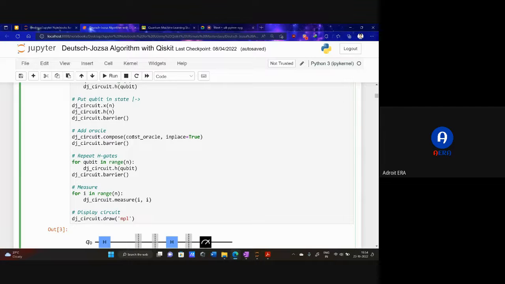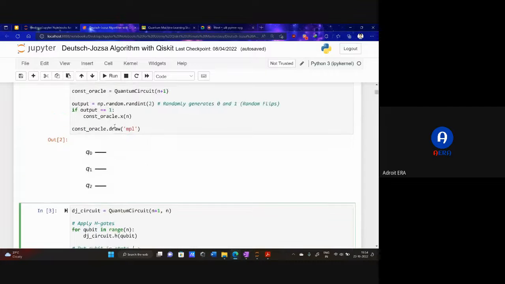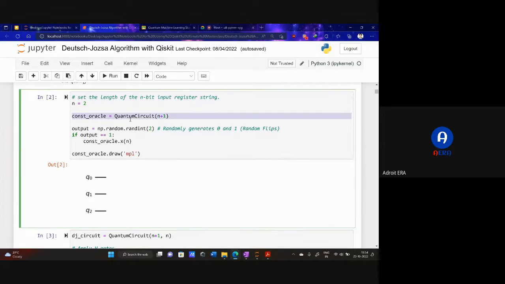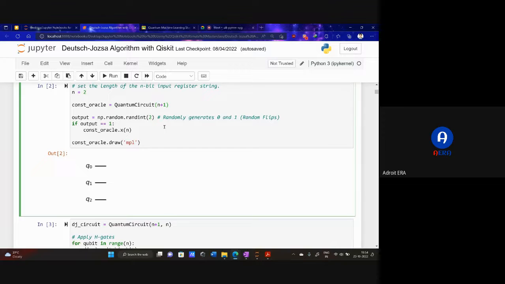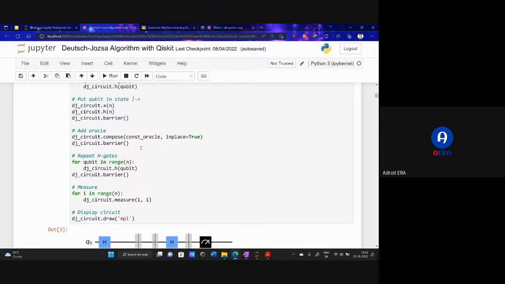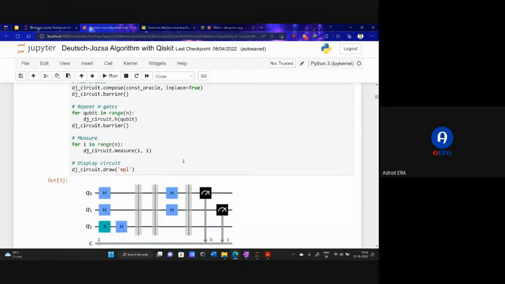And this is the constant oracle. The constant oracle we have already defined here. Where is the constant oracle? Here is the constant oracle. We have already defined that. And what we do is we compose it. Simple. Take the Deutsch-Jozsa quantum circuit and compose it. That's it. Once you compose it, you draw the barrier, and then again repeat the Hadamard gate. So this is how it looks.